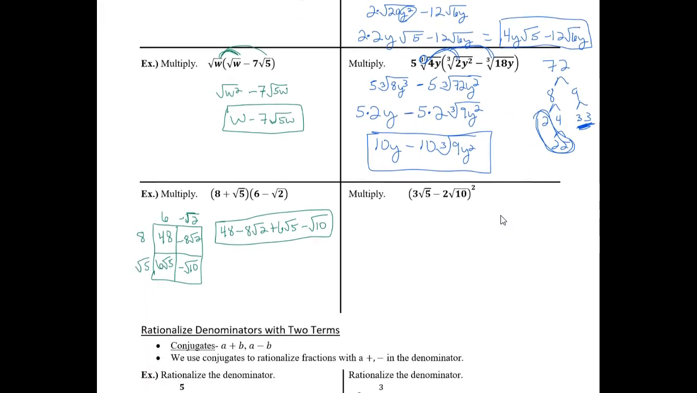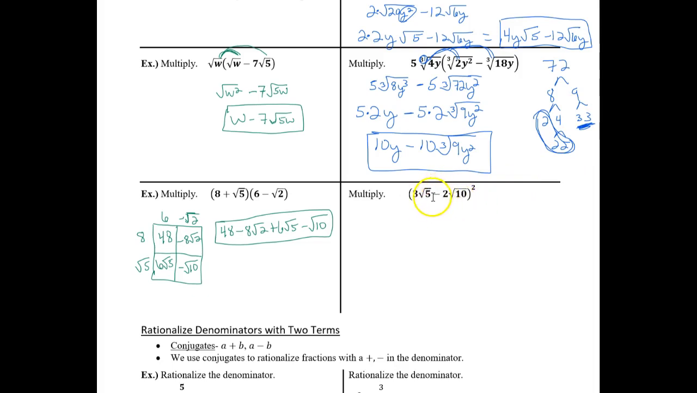Alright, one more here. Now we have this whole quantity of 3 times the square root of 5 minus 2 square root of 10 that is being squared. You cannot distribute that square into the parentheses. I see it all the time. You can't do it. Don't do it. So don't try. We can't because it's not a product.